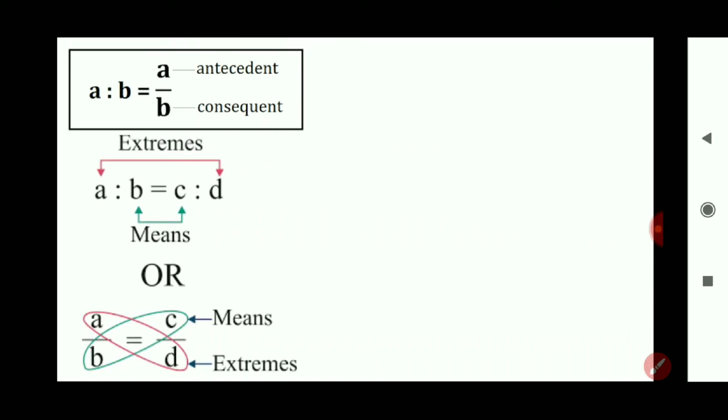A is to B is equal to A by B. A is to B and A by B are the same. Here A is called antecedent and B is called consequent. If A is to B is equal to C is to D, then we call A, B, C, D are in proportion. And here A and D are called extremes. B and C are called means. If A, B, C, D are in proportion, then product of extremes is equal to product of means.